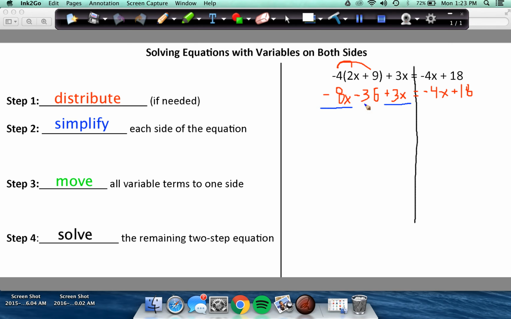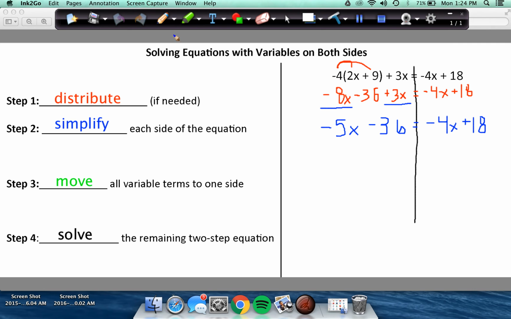Negative 8x minus 36 plus 3x. We can combine the negative 8x plus the 3x. Negative 8x plus 3x is going to give me negative 5x. So I combined my negative 8x plus my 3x, so now I just need to bring down my negative 36. Again, we haven't done anything to this side of the equation, so it's going to come down exactly as it is. So my negative 4x plus my 18 will come down on this side. There we go. So I have distributed, I have simplified each side of the equation, so I've got negative 5x minus 36 equals negative 4x plus 18.